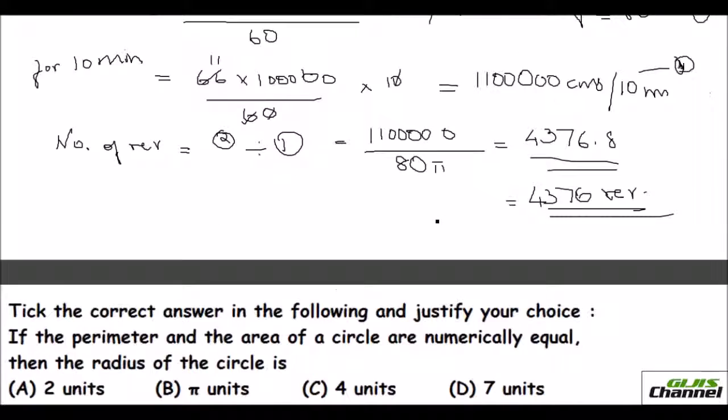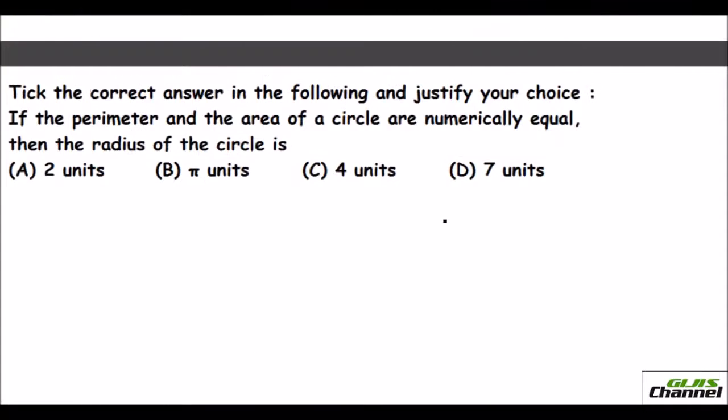Yeah, so that's done. Now the last one, but this is very easy. Tick the correct answer in the following and justify your choice. If the perimeter and area of a circle are numerically equal, then the radius of the circle is... Now they say the perimeter and the area of the circle are numerically equal. So it means perimeter is equal to the area.